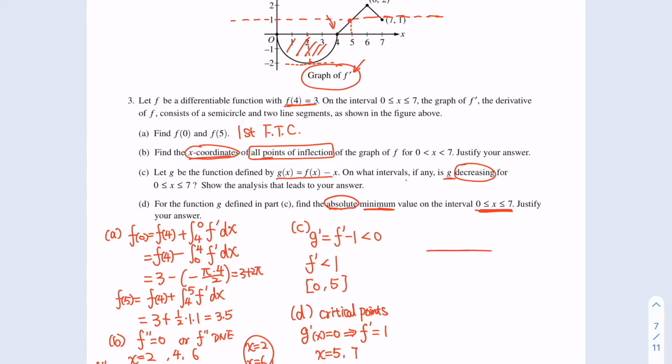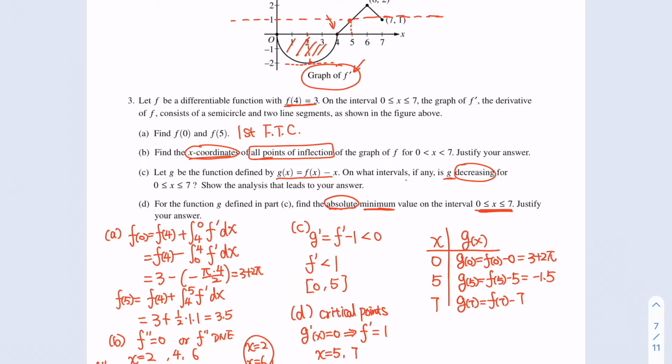Now we have to make a chart. This is x, this is g(x). So x equals 0, 7 the endpoints, and 5. When x equals 0, we get g(0), which is f(0) minus 0, which is 3 plus 2 pi. When x equals 5, g(5) equals f(5) minus 5, which is negative 1.5. g(7) equals f(7) minus 7.